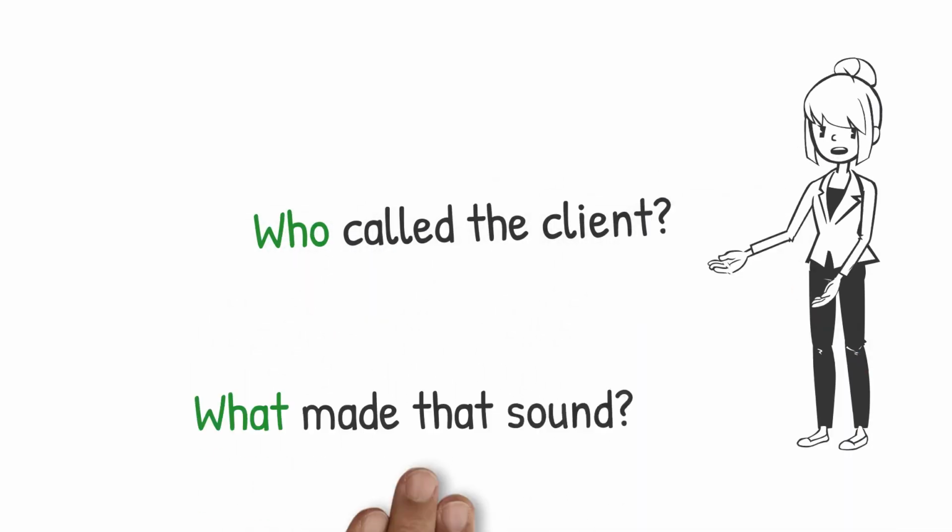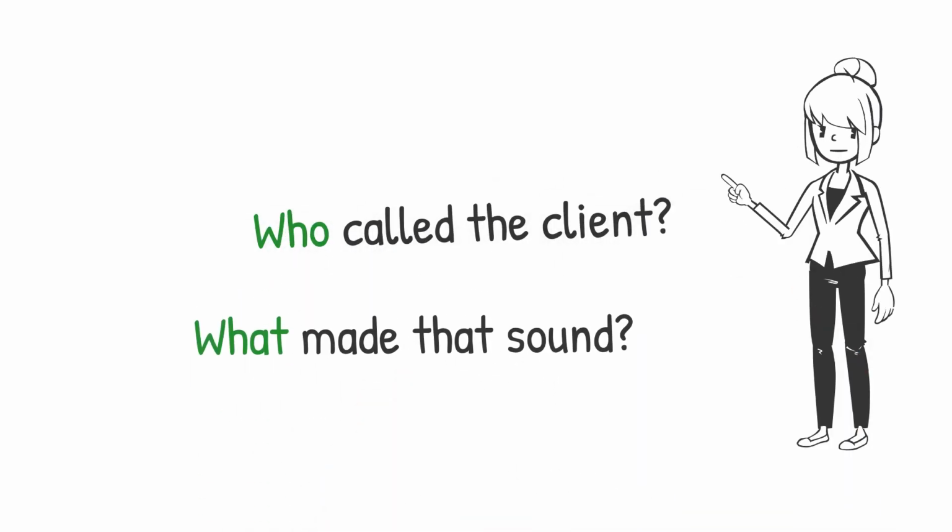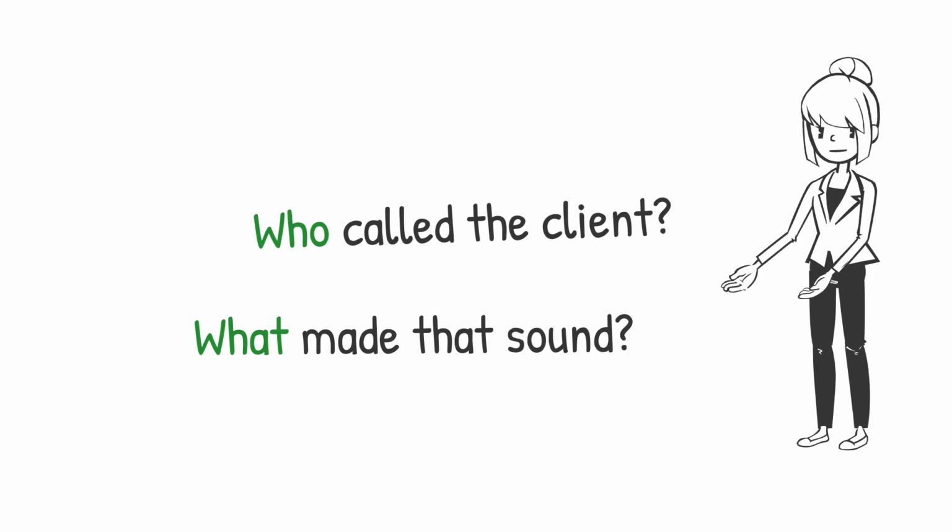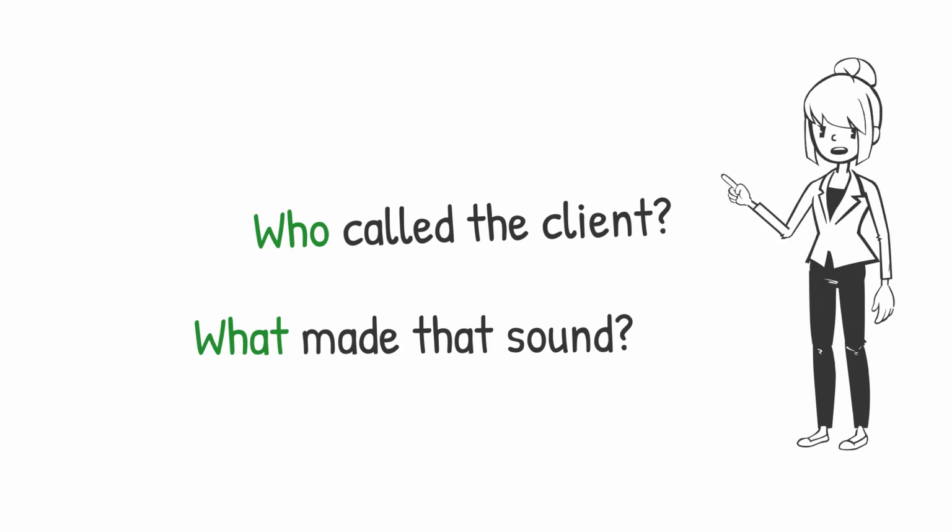In the first, we want to know which person made a call to the client. So we use the question word who to refer to the person that made the call. Who called the client? The question structure is the same as in an affirmative sentence. We have who as the subject, followed by called, the verb. What made that sound? Here we want to know which thing was responsible for making a certain sound.